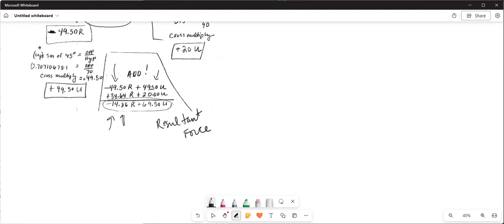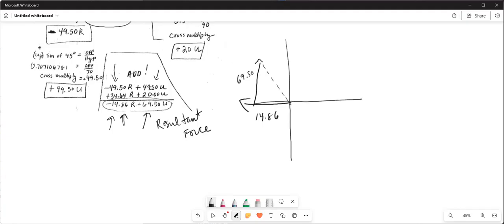So this is a negative 14.86. So we're going to the left, 14.86. Then we're going up 69.50, right? And then that goes back down here. So if this is on a coordinate plane, that's what it looks like, right? So we're trying to find the angle from here to here to tell people. So the point of the vector is to find the location of this point, right? So we have to find the angle from here to here.